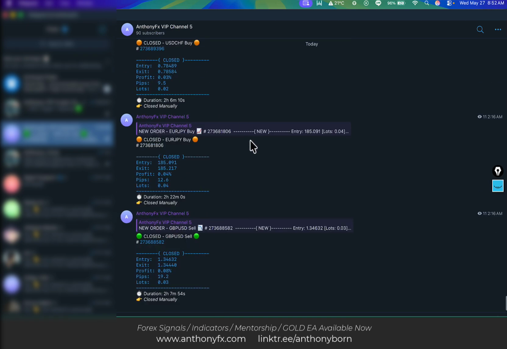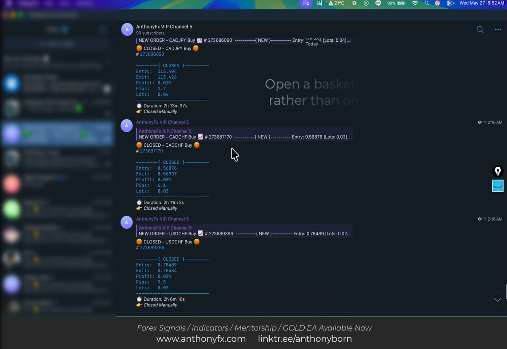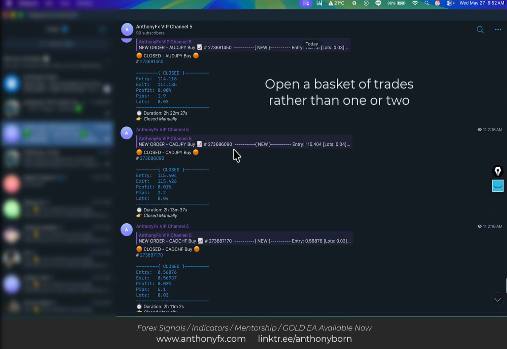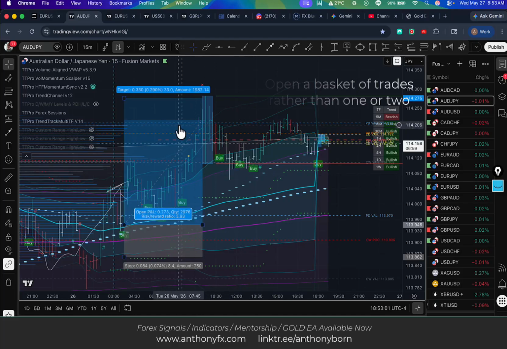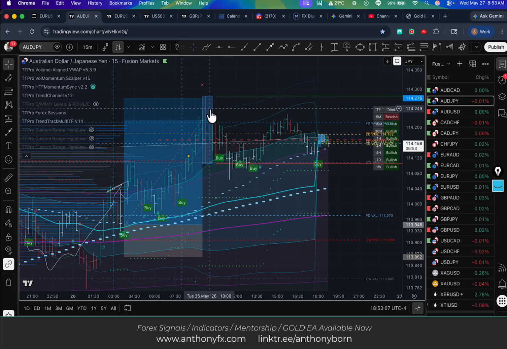What I did with these last night was, these are all correlated, and I decided to open a whole bunch of them and then close them early. I'll just show you what I did. Aussie Yen, CAD Yen. I actually closed all of this. There was a basket of trades, and I closed them just as we were heading into the US session.